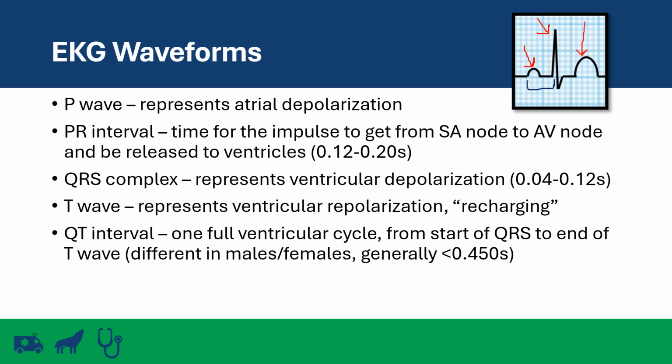Lastly, we have the QT interval. The QT interval represents one full ventricular cycle from the start of the QRS to the end of the T wave. So this would include ventricular depolarization and ventricular repolarization. Now the exact time for the QT interval can vary from males to females and with age. Generally, you want your QT interval to be less than 0.45 seconds.